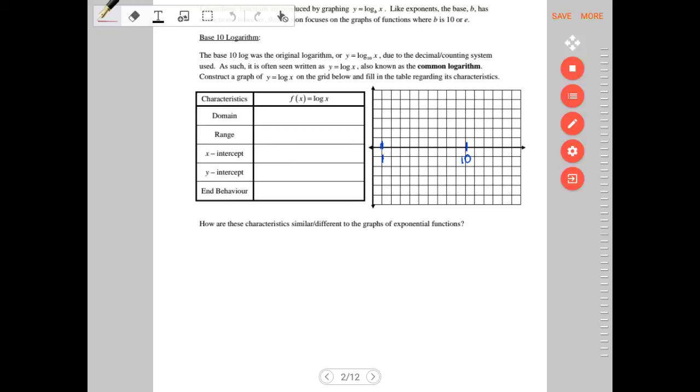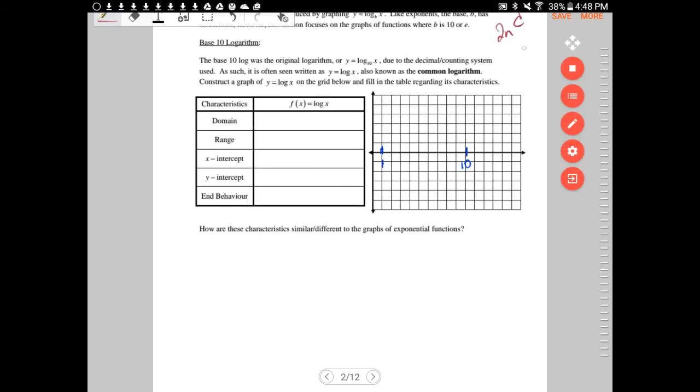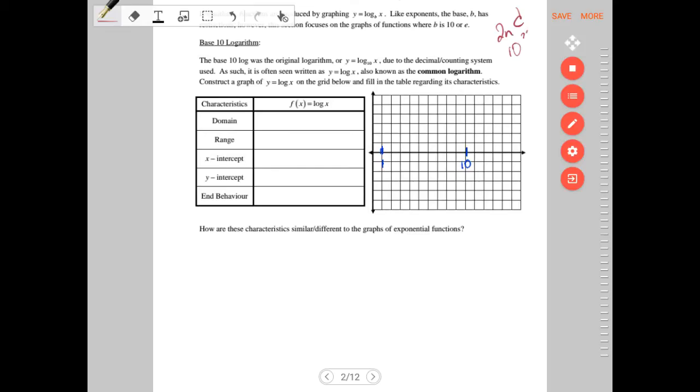Construct a graph of y equals log x on the grid below and fill in the table regarding its characteristics. So, as you can see, I've already labeled a couple of points on our graph. Please make sure that you try this on your calculator, so look and see where your log button is. And then you'll probably have to press second and then 10 to the x. So that's the kind of thing you're going to have to worry about seeing. Now, if you want to pause the video and graph on your calculator, and then come back and see what I'm doing here.